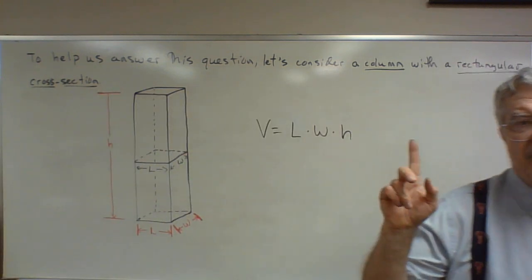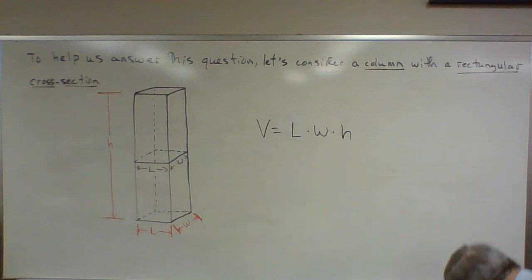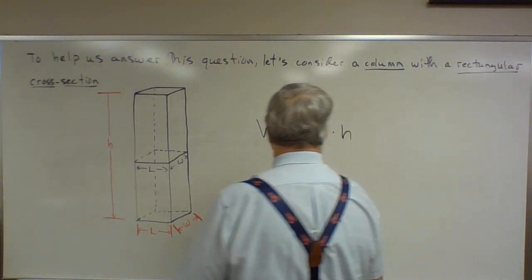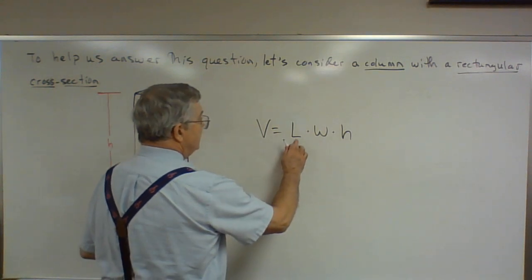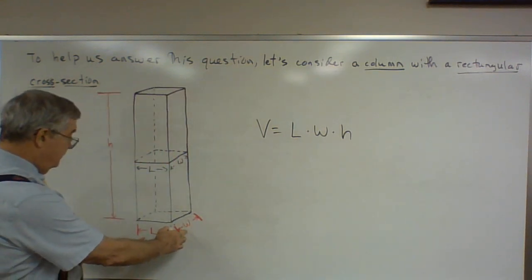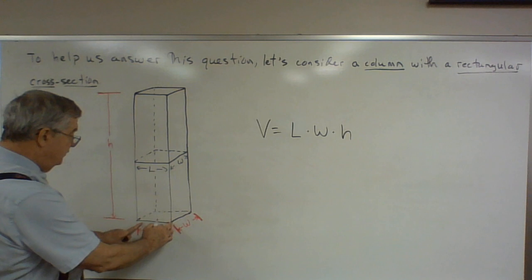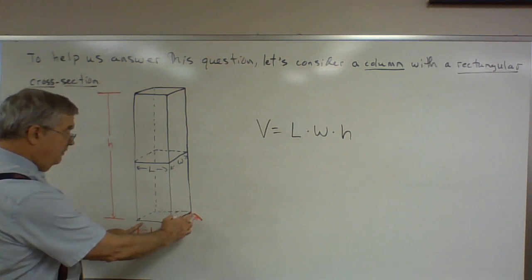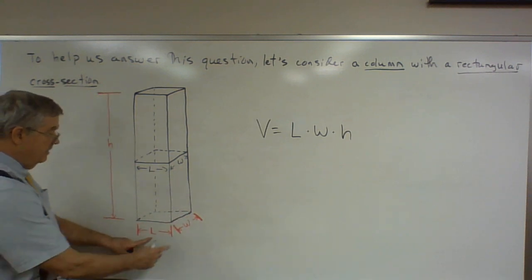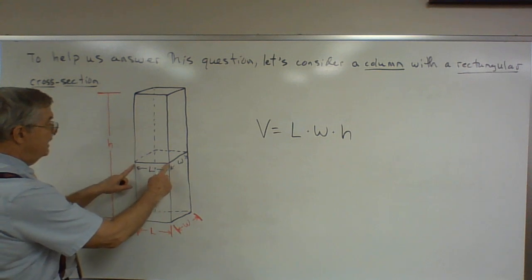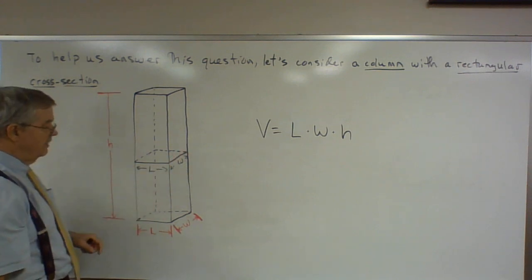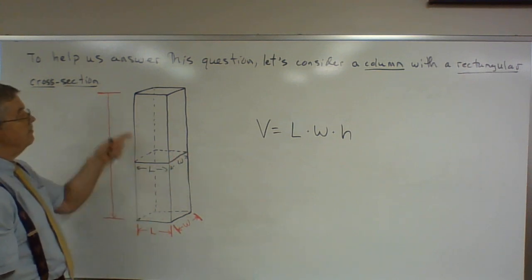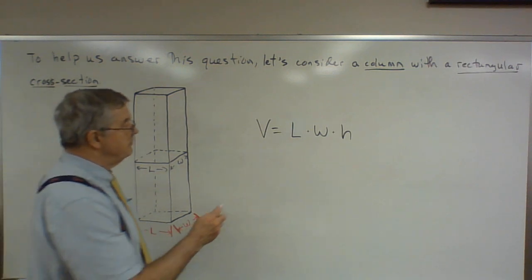So we can analyze this volume another way also, because we can look at the length times the width. And what is that? That's just the area. It's the area of the base. But length times width is also the area of the rectangular cross section from bottom to top.